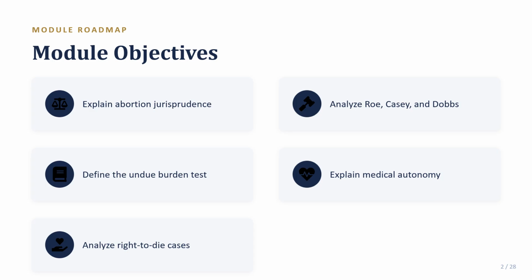You should be able to distinguish the right to refuse treatment from a right to assisted suicide, and then explain why the court has treated those two questions so differently. Okay. And last but not least, you should also be able to articulate the competing judicial philosophies of originalism and living constitutionalism that explain why the court's approach to these unenumerated rights has shifted so dramatically between 1973 and 2022. Okay.